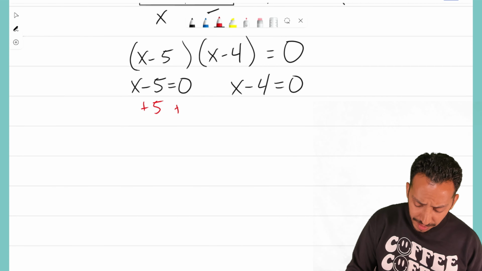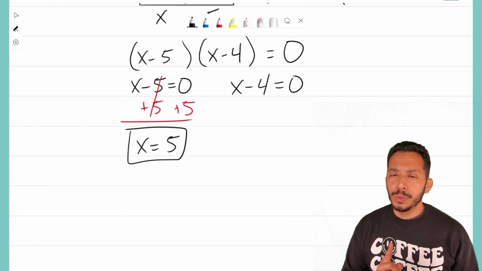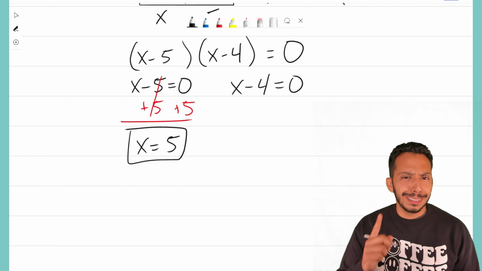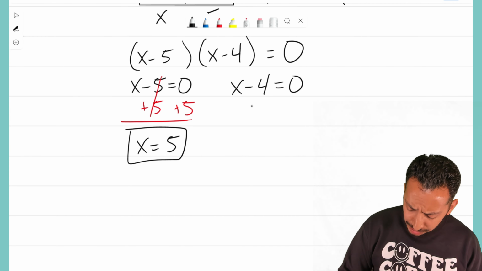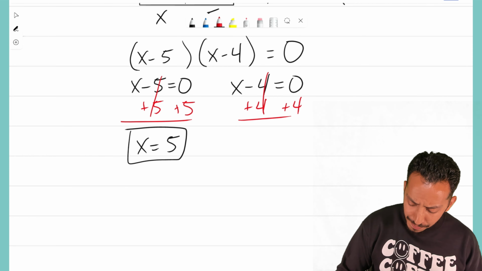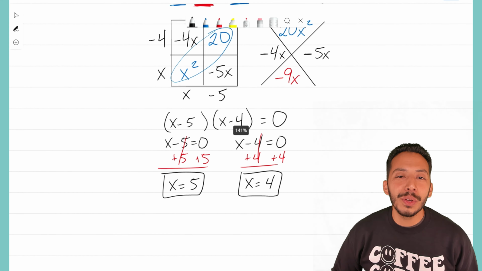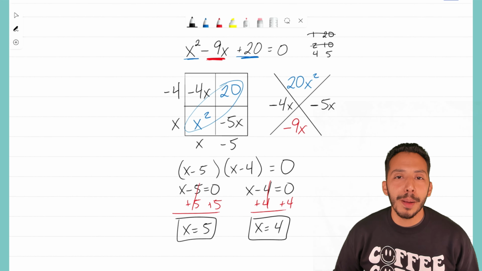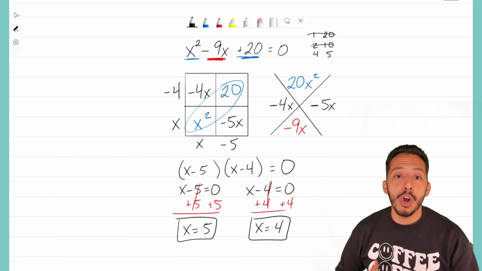I'm going to add 5 on both sides, and x is 5. That is the first root, the first x-intercept, the first 0, whatever you want to call it. The last step over here, let's solve for x minus 4, and we end up with x equaling positive 4. That is how you use the zero product property and the box and diamond method to help us solve for these missing x-intercepts.